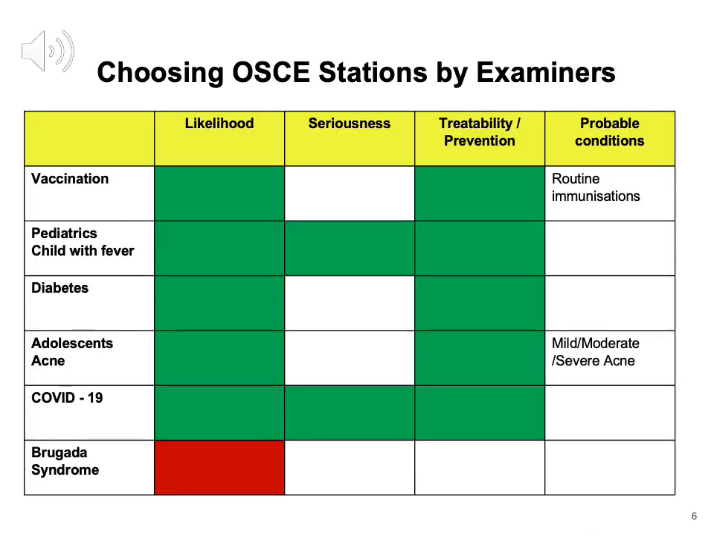How do the examiners choose OSCE stations? Well, there are various ways. I'm just going to show you one. They decide each case or clinical condition based on the likelihood, seriousness, and treatability or prevention. To give you an example, in children or adults, vaccination is very common, so likelihood is high. Seriousness, no, not really a serious condition. And yes, we are talking about prevention. So there might be questions on routine immunizations. So this could be a likely question on vaccination. Which particular one? I don't know.